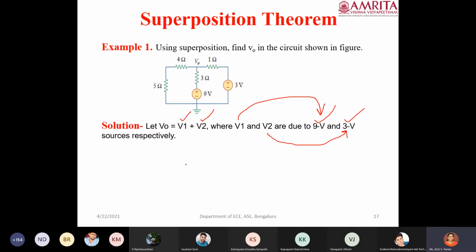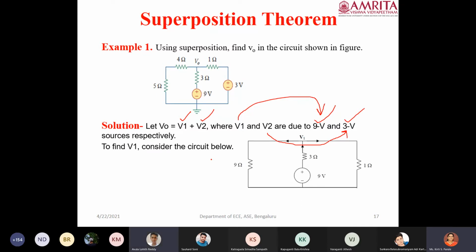Okay, so let's look at the further analysis. Now, the first thing is you need to find out V1. But what is V1 as per our analysis? V1 is the voltage when 9 volts is acting, correct? V1 is the voltage when 9 volts is acting and 3 volts is short circuited. So let's look at the scenario.